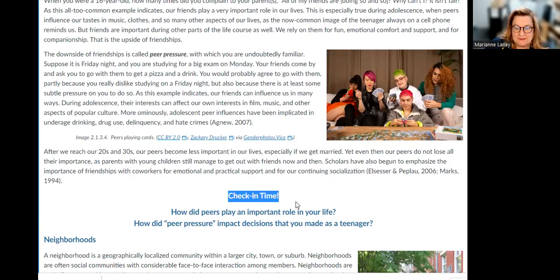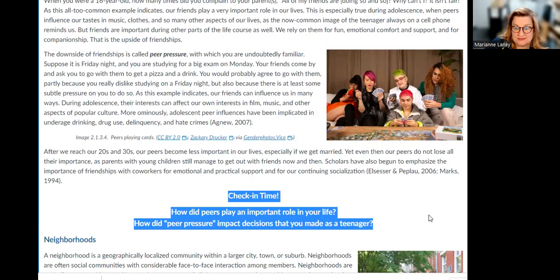So again, check-in time, ask yourselves this. This helps you with this class. How do peers play an important role in your life? Did you follow with a group? Did you not have any group? It kind of depends. You may have had a clique that you've had for a long time. You may not have the same friends carry through. You might be attracted to new friends. You might meet new friends at college. But how did they play an important role in your life?